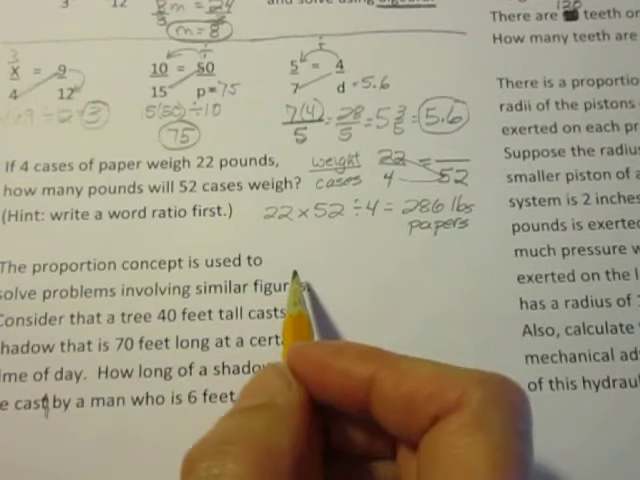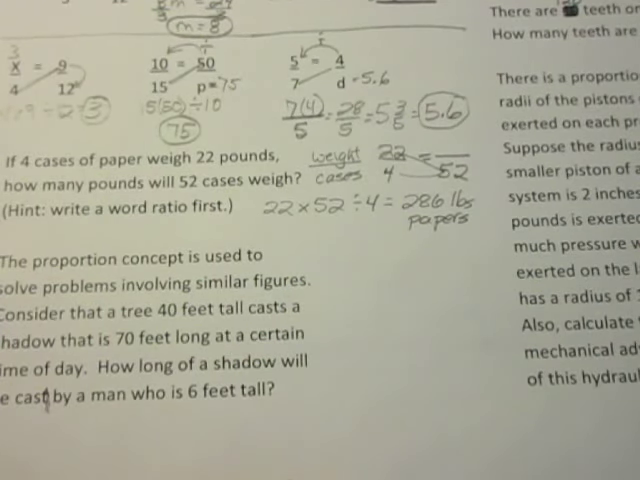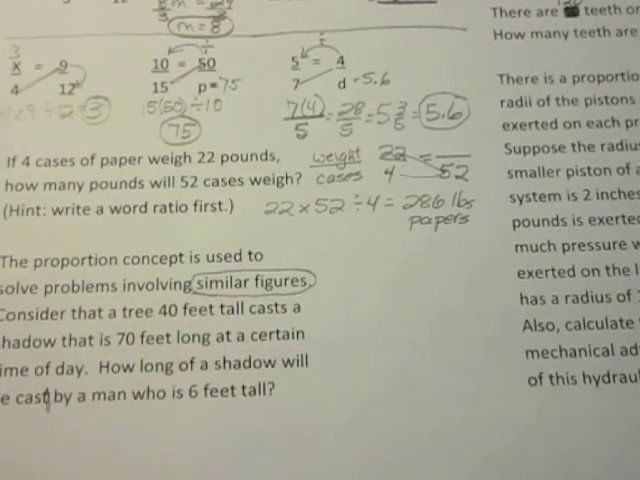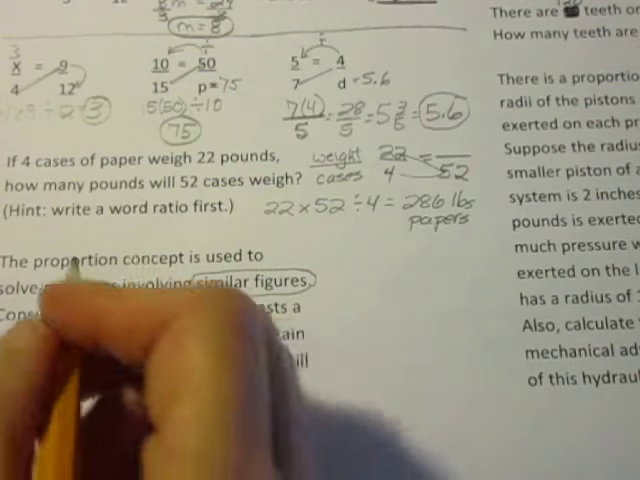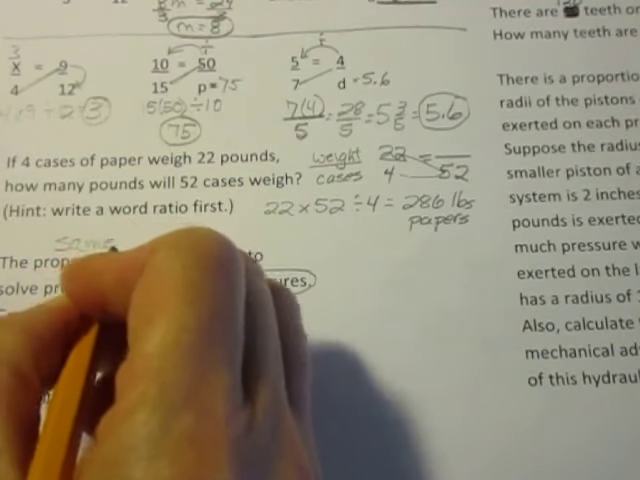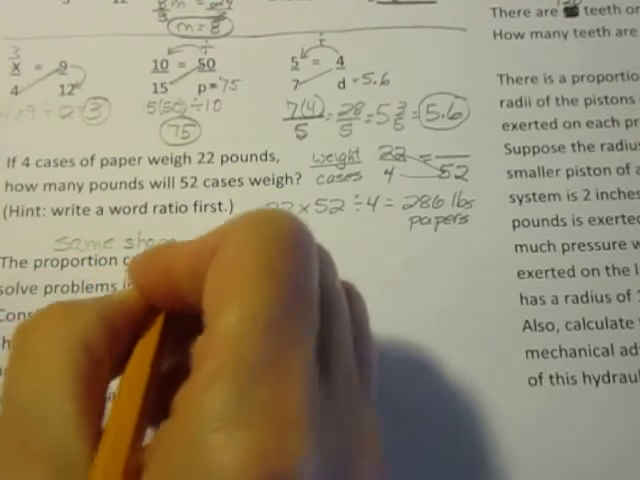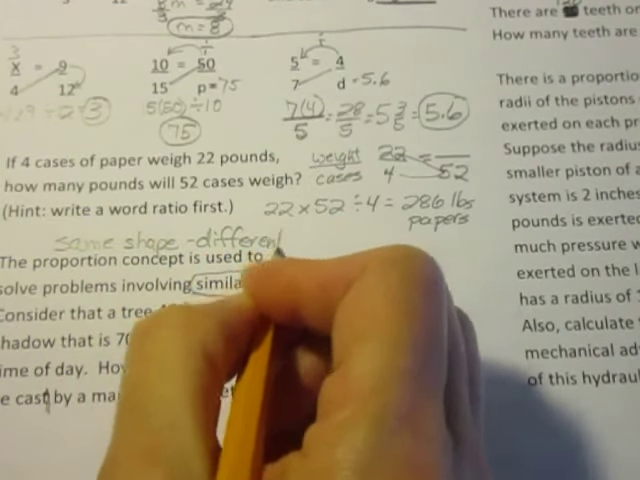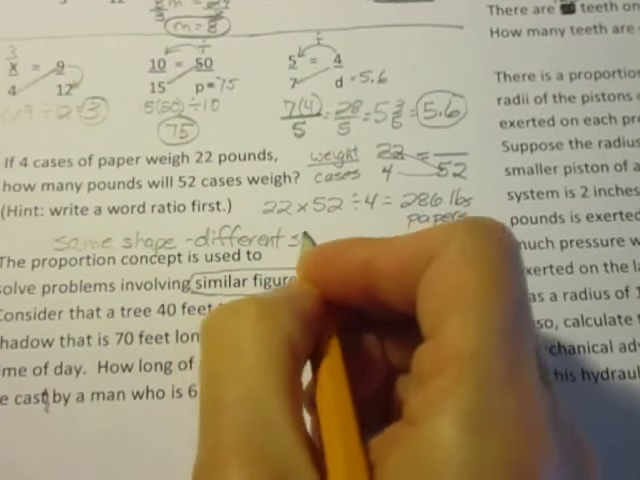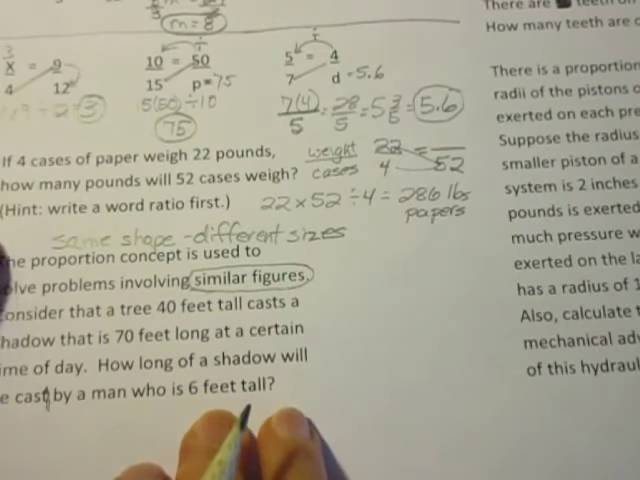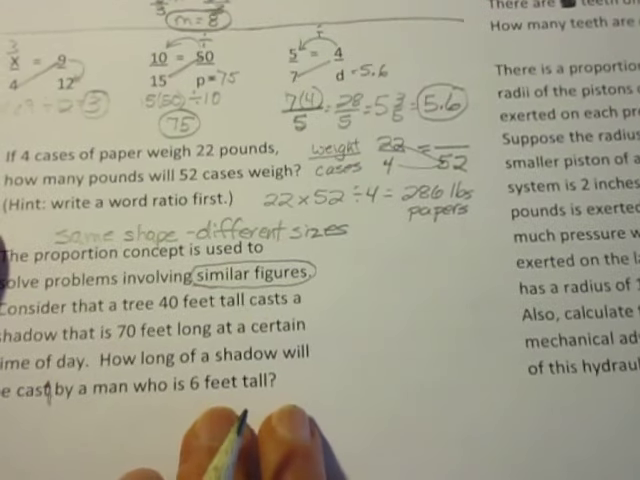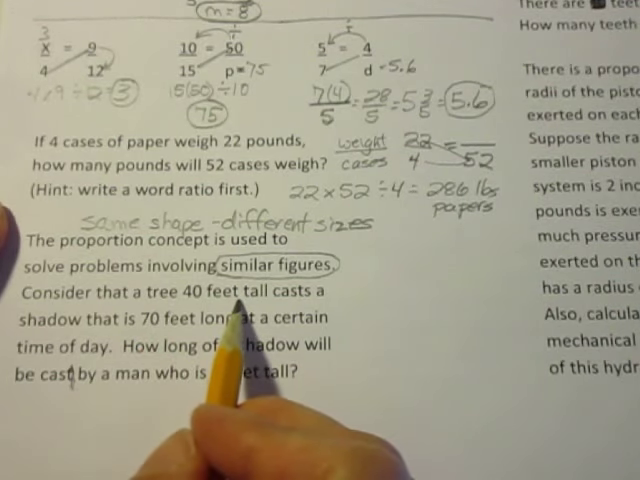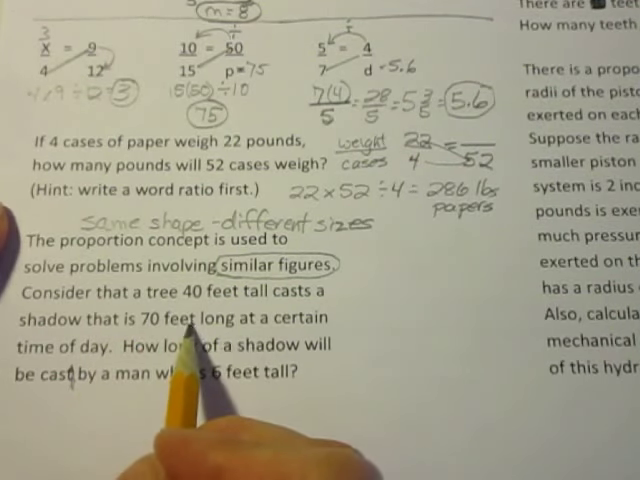Okay, the next one, the proportion concept can be used in different problems that involve similar figures. So we have to know what we're talking about when we say similar figures. Similar figures means that you have the same shape but different sizes. Either one is much larger than the other, or the other one is smaller. We need to keep that in mind. We're going to take a look at a situation where we've got a tree that is 40 feet tall and casts a shadow 70 feet long.